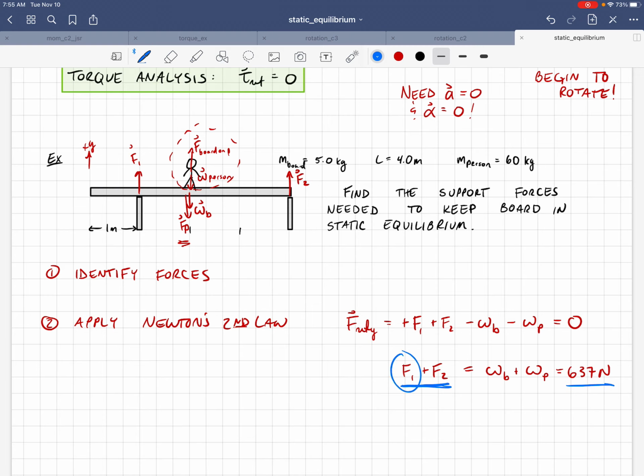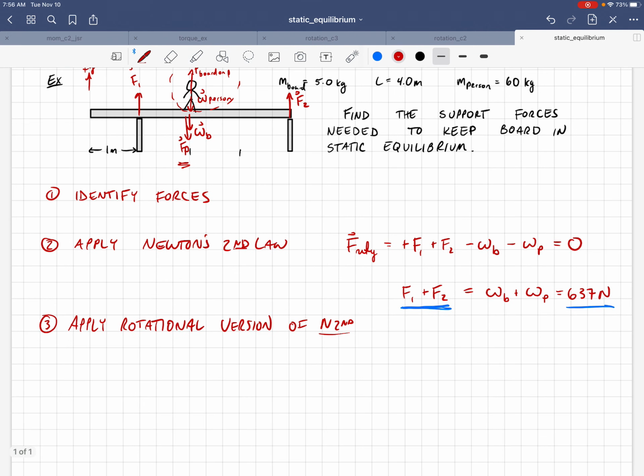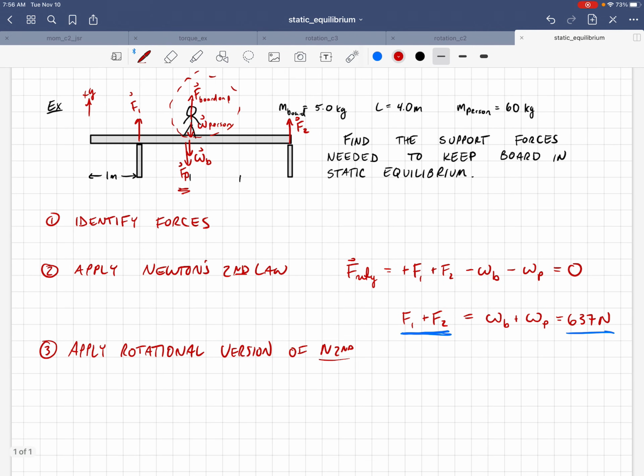So step 3, apply the rotational version of Newton's second law. Now, the key thing here, so that means net torque has got to add up to 0.